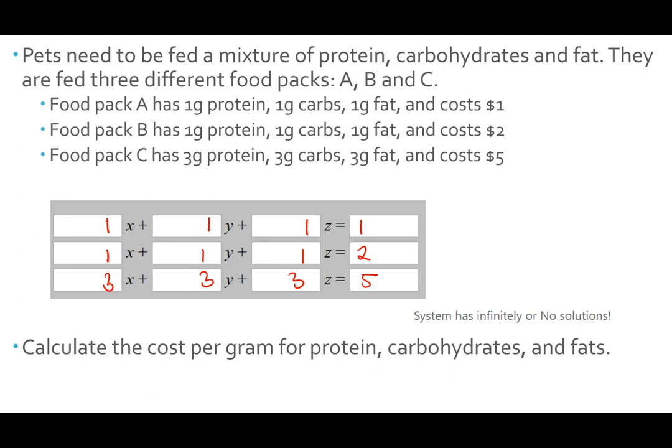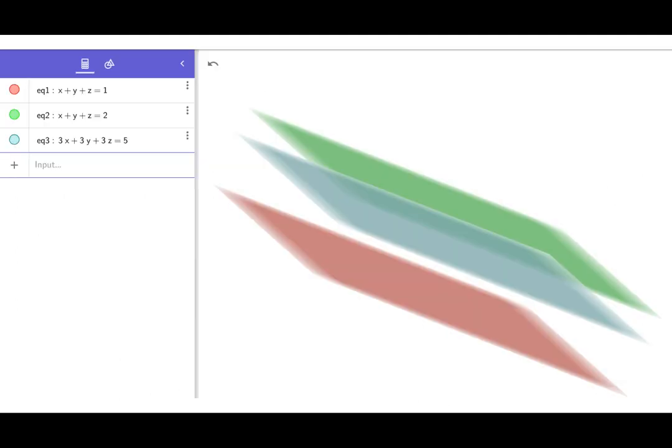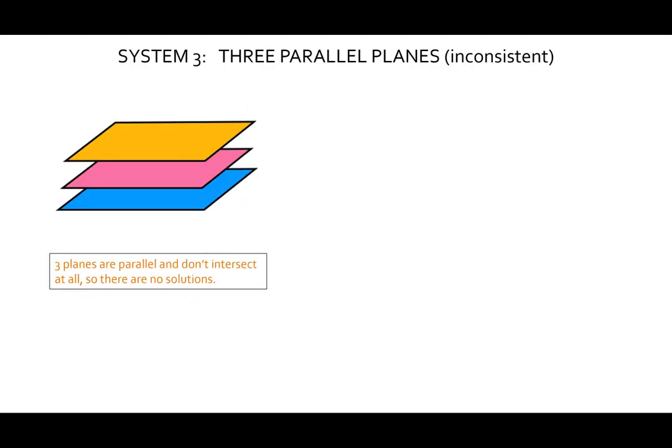Let's have a look at this geometrically. As we can see here, when we graph our three equations as planes in three-dimensional space, they are parallel, so they don't touch and they're just shifted a little bit apart. So because they don't touch, of course, they're not going to have a solution. So three parallel planes don't intersect at all, so there are no solutions.